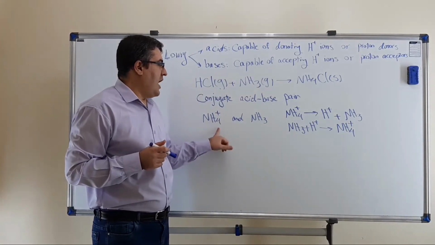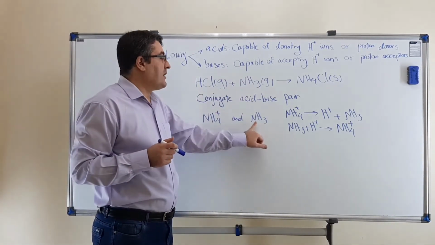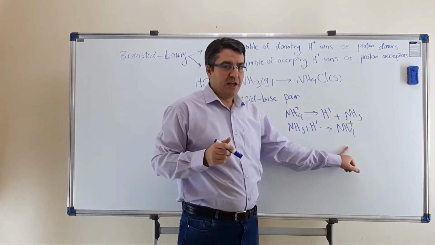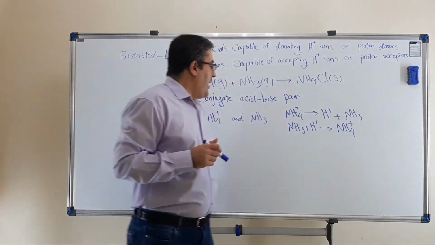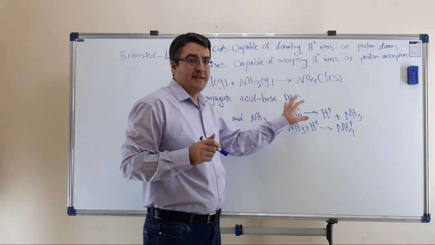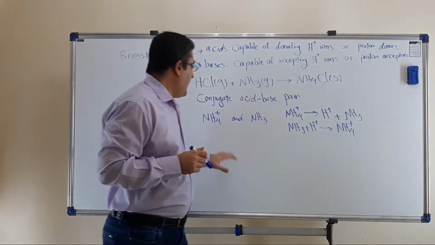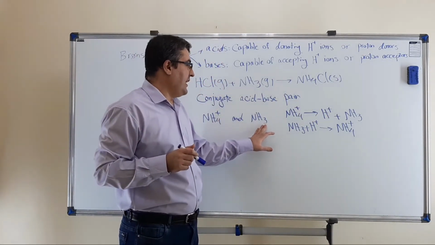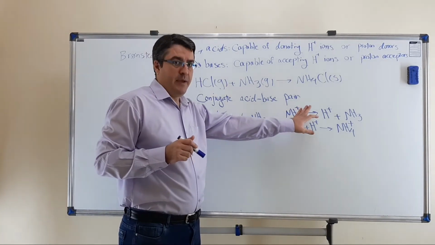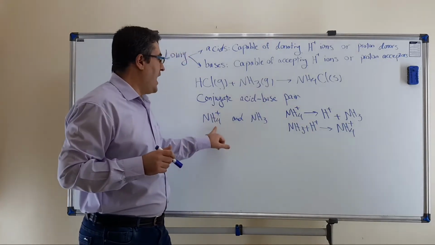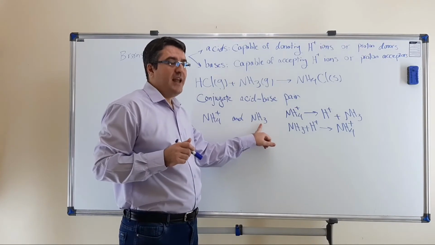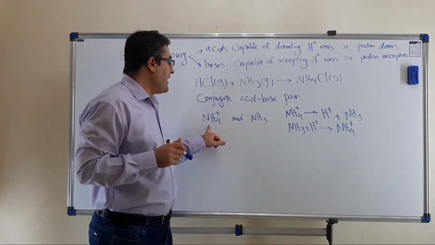So NH4 plus and NH3 can be converted to each other by donating or accepting H plus. We consider pairs like these as conjugate acid-base pairs. NH4 plus and NH3 here together constitute a conjugate acid-base pair. NH4 plus is the conjugate acid of NH3. NH3 is the conjugate base of NH4 plus.